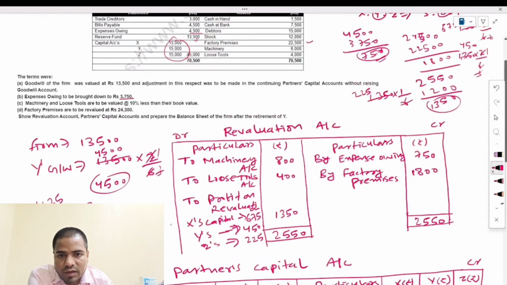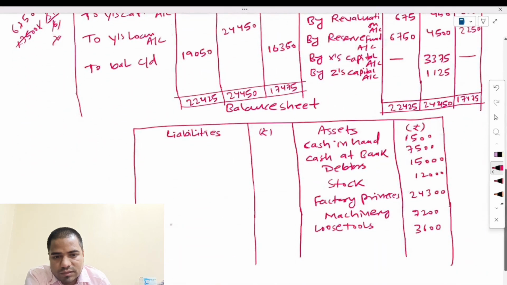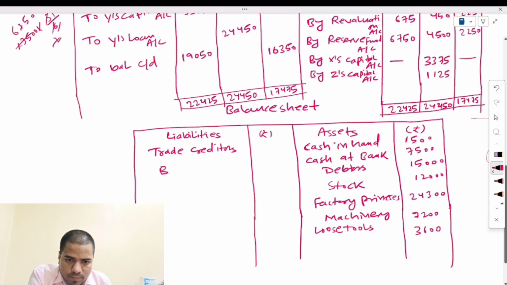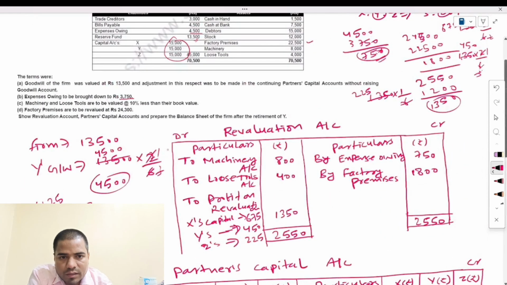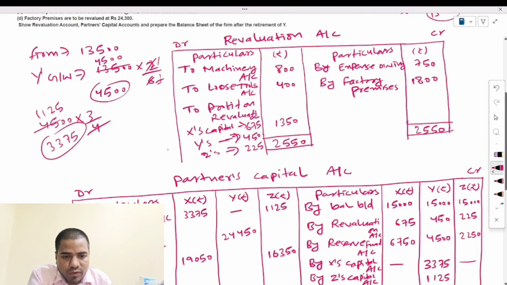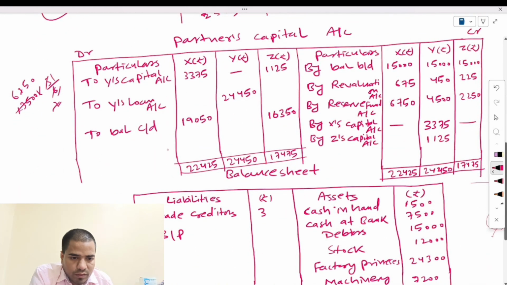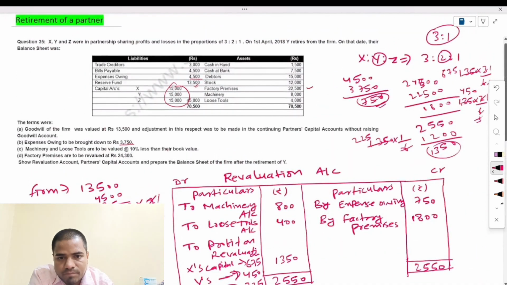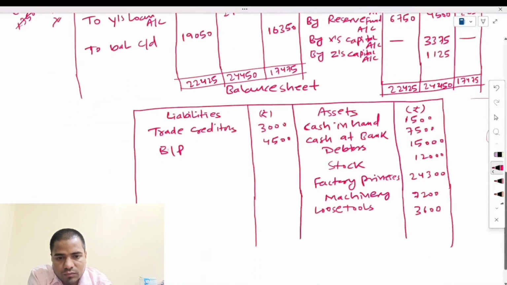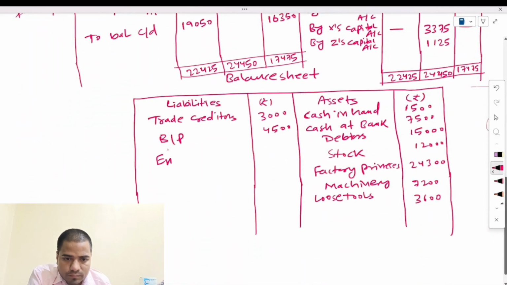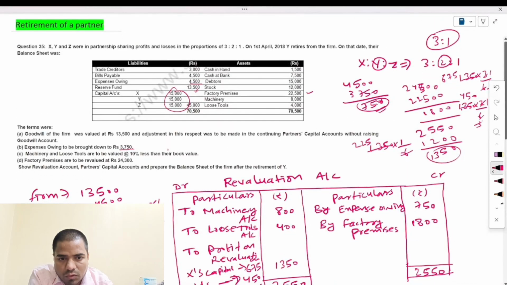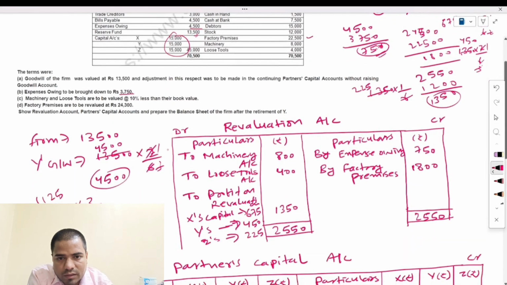Now on the liability side, what do we have to do? Trade creditors, bills payable, as it is. Trade creditor is how much? 3,000. Bills payable 4,500. Next, expenses owing 4,500, but it has been decreased, so we will write the actual value $3,750. Now reserve fund is already provided.